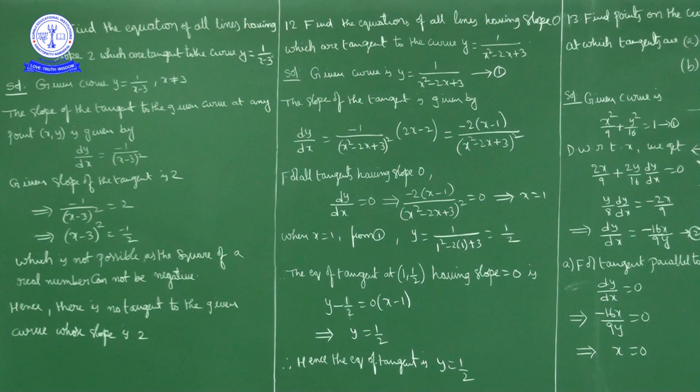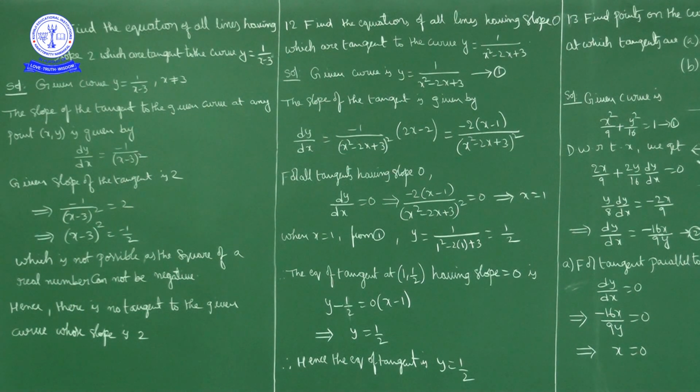Already we discussed the equation of tangent at x naught comma y naught parallel to the x-axis, or whose slope is 0, is y is equal to y naught, which means y is equal to 1 by 2 is the answer. Anyhow, the equation of tangent at the point 1 comma 1 by 2 having slope 0 is y minus y1 equal to m into x minus x1. So y minus 1 by 2 is equal to 0 into x minus x1. The right hand side is 0. So y is equal to 1 by 2. So the equation of tangent is y is equal to 1 by 2.